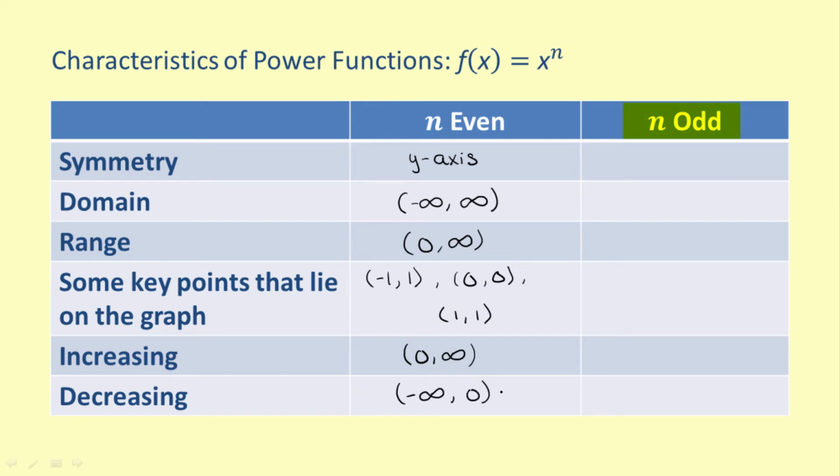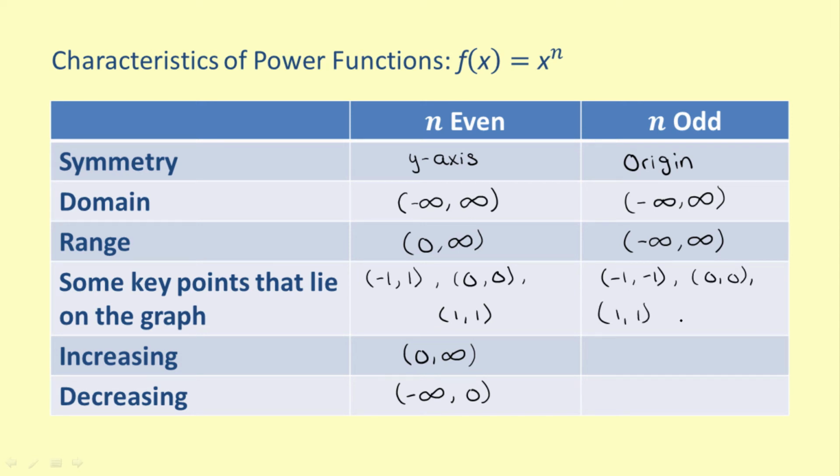Now, let's consider when n is odd. In this case, the graph is symmetric about the origin. The domain and range are both all real numbers, so we'll write negative infinity to infinity for both the domain and range. Some key points that lie on the graph are (negative 1, negative 1), (0, 0), and (1, 1). These points will always be on the graph because when we raise negative 1 to any odd power, we get negative 1. Similarly, when we raise 1 to any odd power, we will always get 1. As we said before, 0 raised to any odd power is 0.